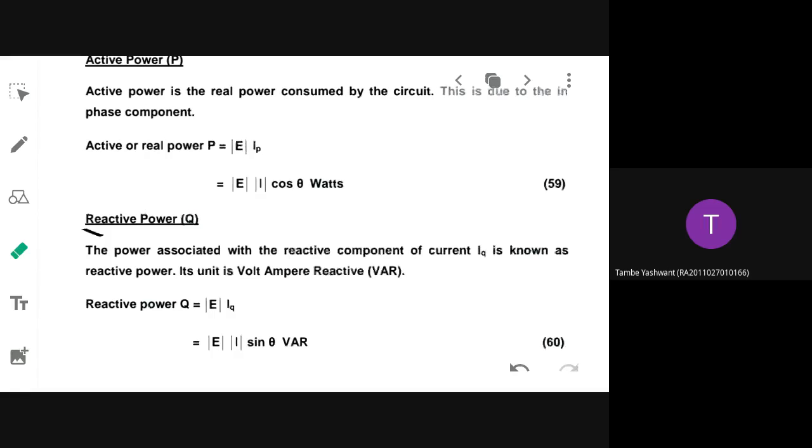In any AC circuit, active power is the real power consumed by the circuit. That is the power that you usually use up. And the formula, as I told you, is P equal to VI cos theta, and the unit is watts.